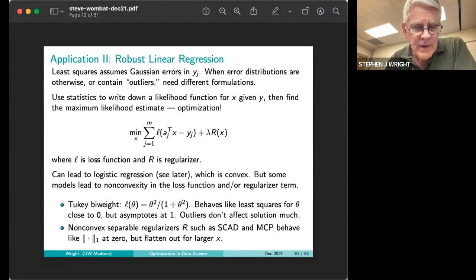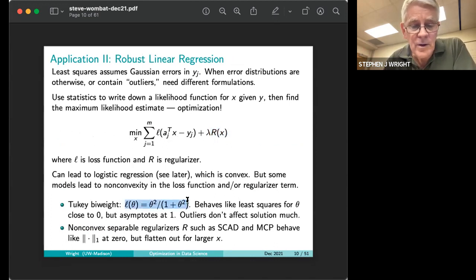Now, there are all sorts of other enhancements of linear least squares where, first of all, you can replace the least squares loss by some other loss that captures the discrepancy between AJ transpose X and YJ. And you can also change the regularization function from the square in Tikhonov regularization or the lasso, which is the one norm. There are all sorts of other things you can use there.